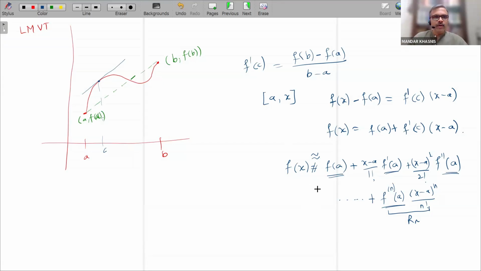Fine. So why I mentioned it, because LMVT becomes a kind of first understanding or first version of Taylor's theorem, a smaller version, which involves only the first order derivative.